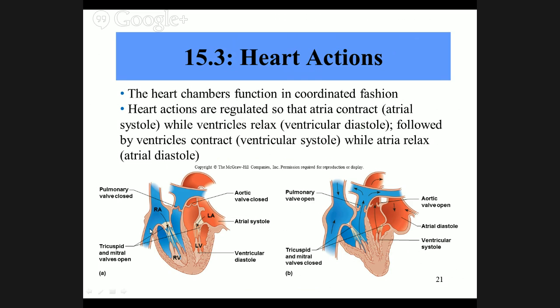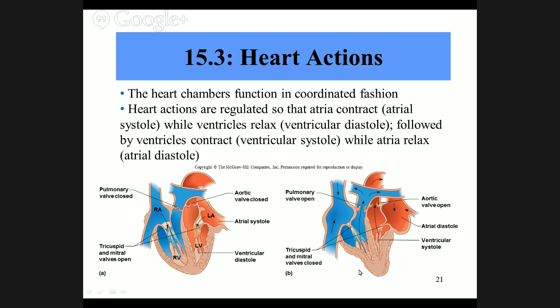So valves must close in order for this to happen. When the tricuspid and mitral valves open, blood flows from atria to ventricles. And then the pulmonary valve and aortic valve are closed because we have diastole in the ventricles and systole in the atria. So with contraction of the atria, we must have relaxation of the ventricles. There must be higher pressure in one and lower pressure in the other.